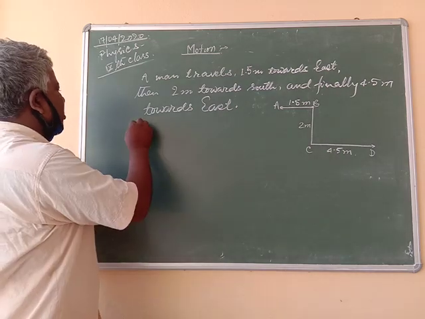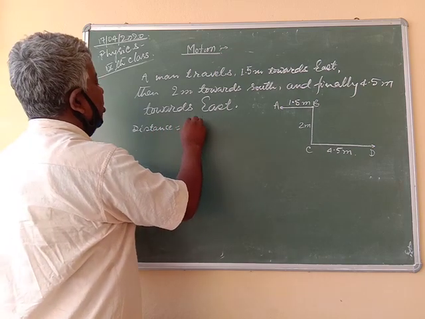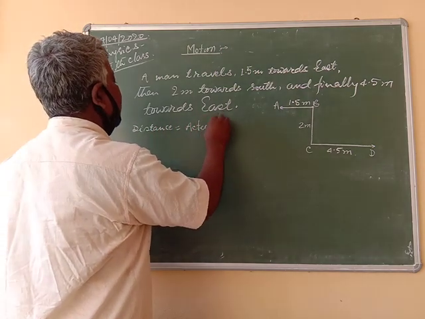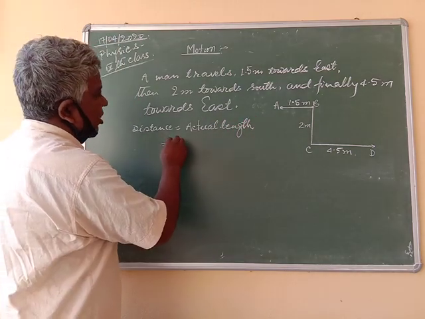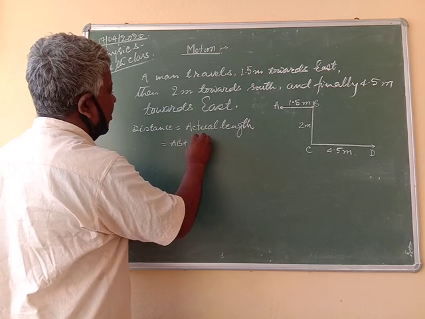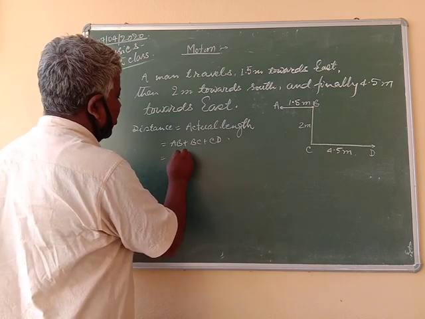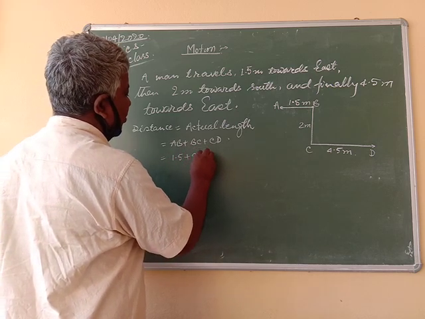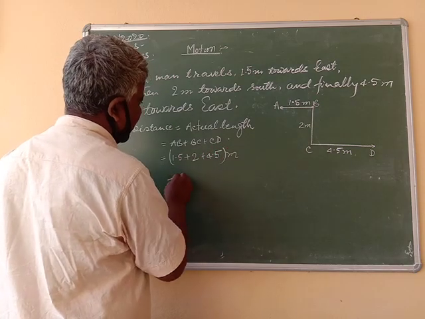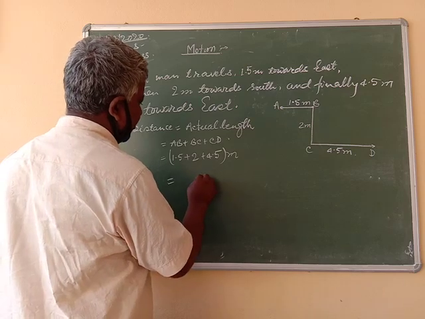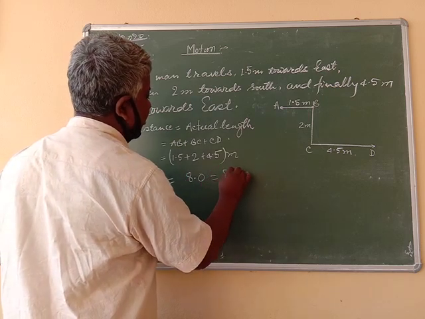Then what will be the distance? Distance is equal to actual length. Actual length is equal to AB plus BC plus CD. This is equal to 1.5 plus 2 plus 4.5, which is 8 meter.